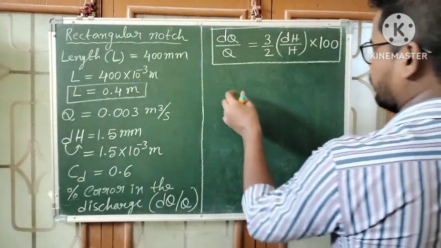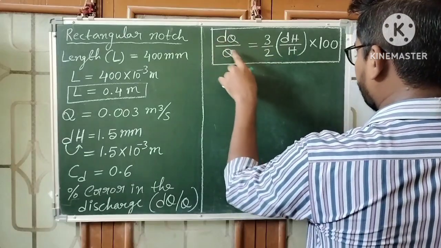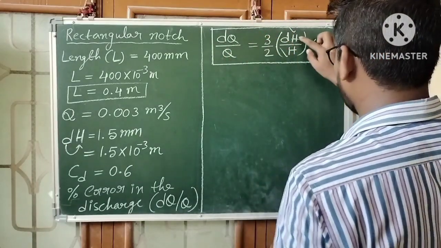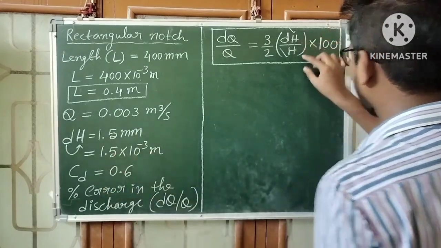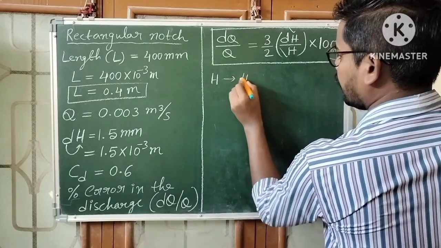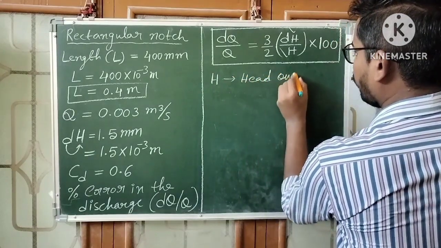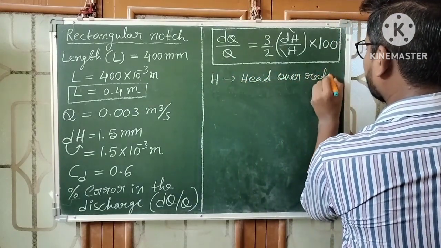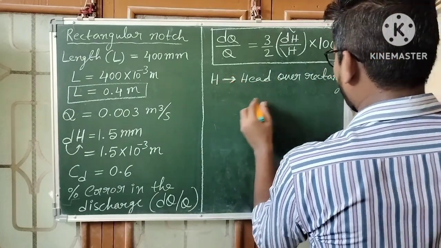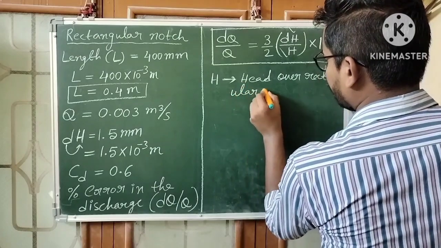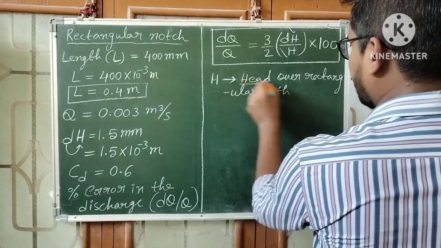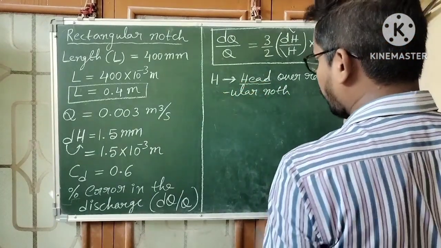Here we need dQ by Q. To find dQ by Q, we should know dH and H. Here dH is already given, 1.5 mm, and the only unknown is H. What is H? Here H is the head over the rectangular notch. It means height. So we need the head. How do we get it?